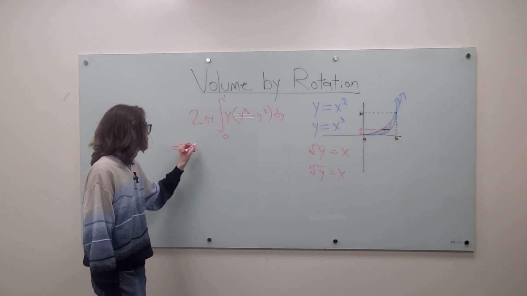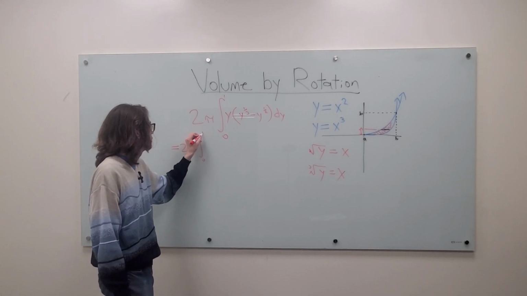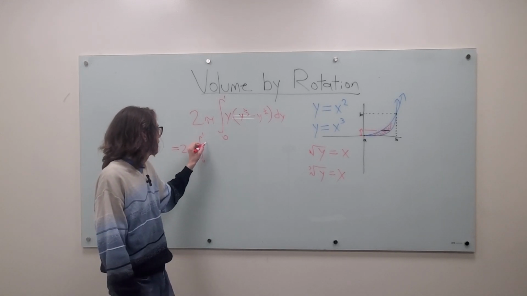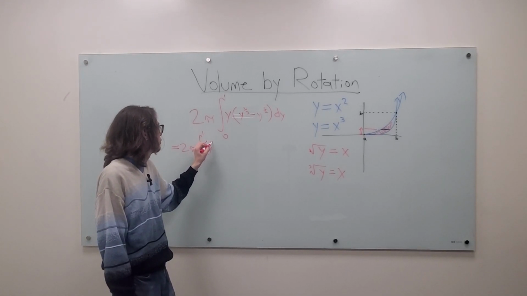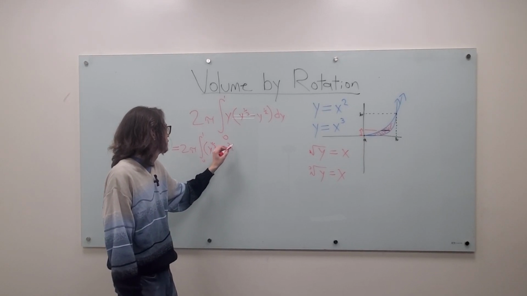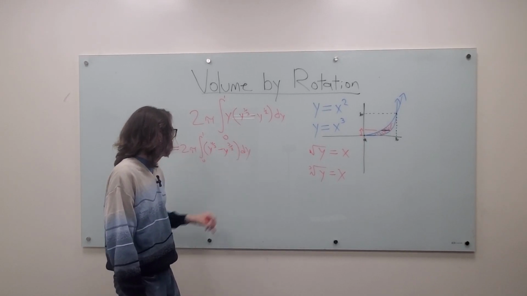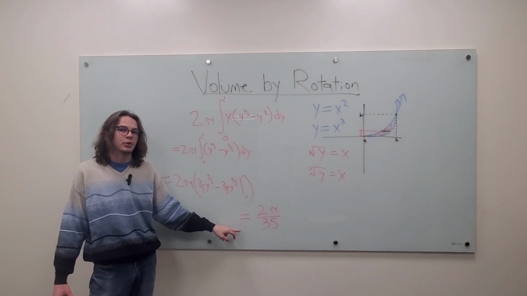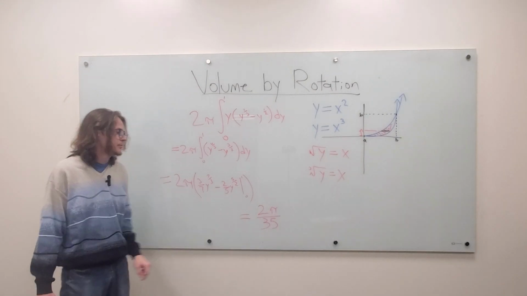This is going to give us, once we simplify it a bit, 2 pi times the integral from 0 to 1. Let's go ahead and distribute this y, so we get y to the 4/3 minus y to the 3/2 dy. And now we see, once we simplify, our answer is going to be 2 pi over 35.